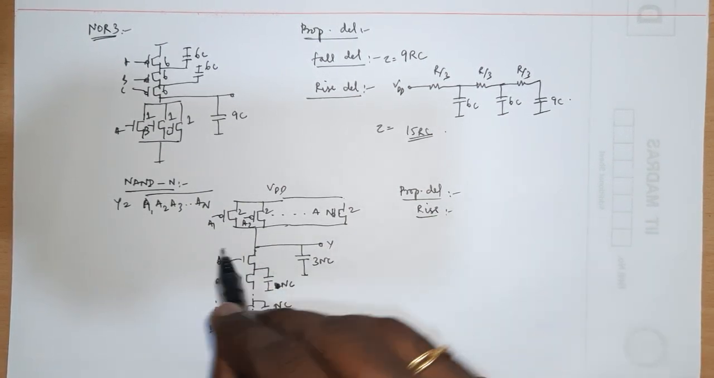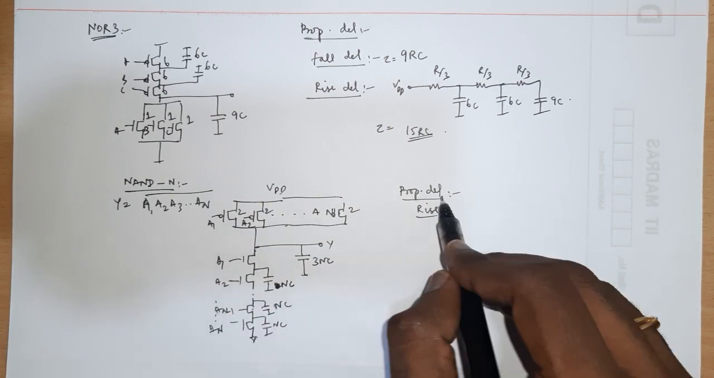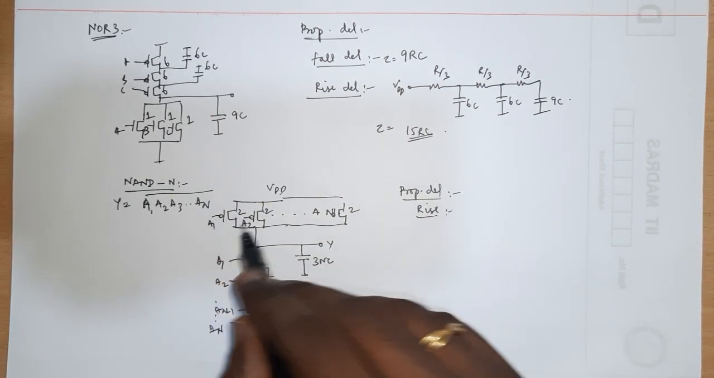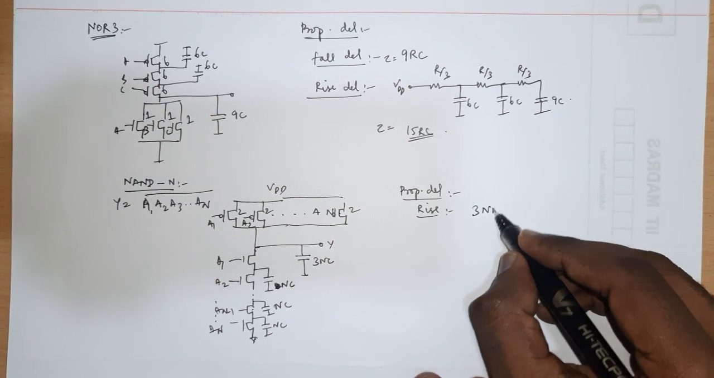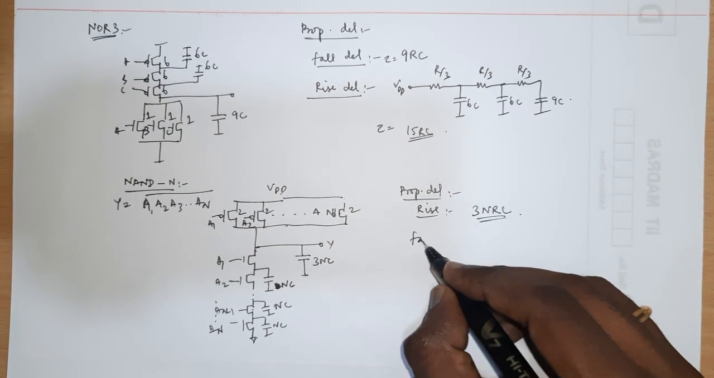Now let me calculate the rise delay quickly, which is very simple for a NAND gate. For the rise delay, one of the paths will be active because of the worst case propagation, and that will offer resistance R. R times 3NC is 3NRC. So what about the fall delay?